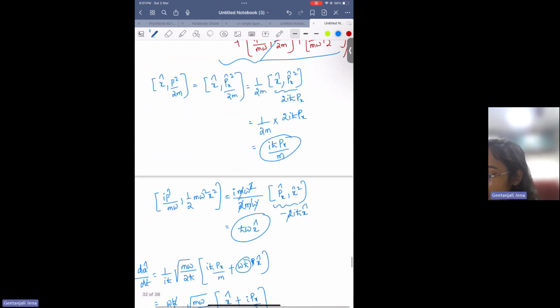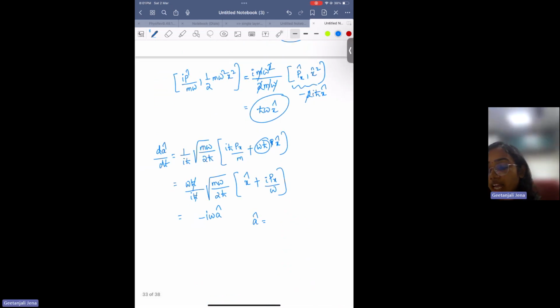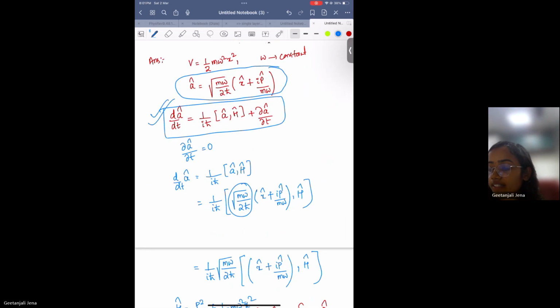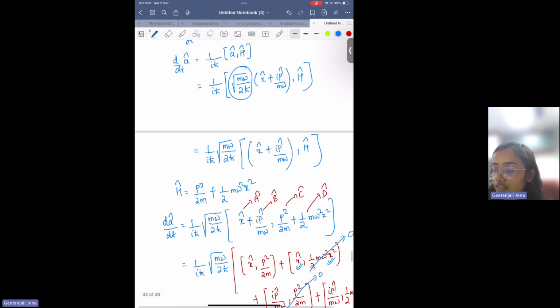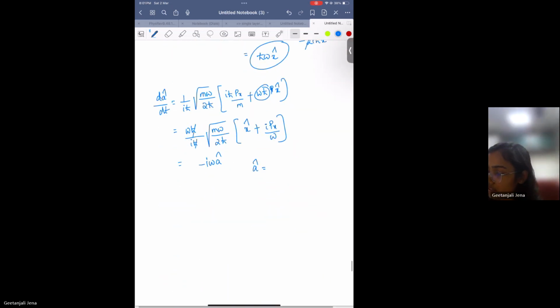So this is how you can find out the time evolution of any kind of operator in the Heisenberg picture. What you have to do is use this formula: dA/dt equals 1 by iħ times the commutator of A with the Hamiltonian H, plus ∂A/∂t. Use this and solve the commutation relation, then you will easily find the expression for the time evolution.